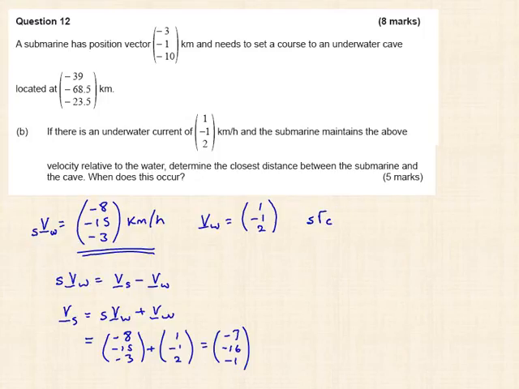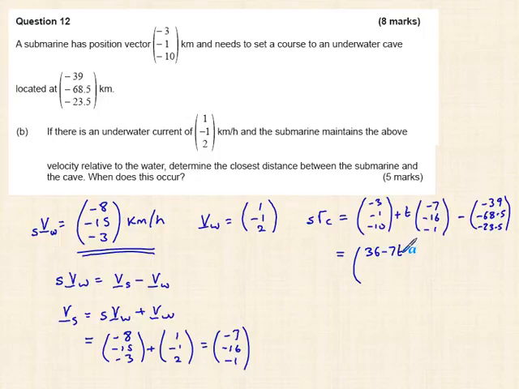The position vector of the submarine relative to the cave is equal to the position vector of the submarine, so that's (-3, -1, -10), plus t(-7, -16, -1), take away the position of the cave, which is (-39, -68.5, -23.5), so that gives us (36 take 7t, 67.5 minus 16t, and 13.5 minus t).